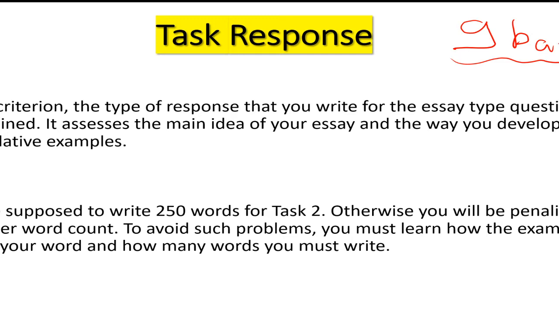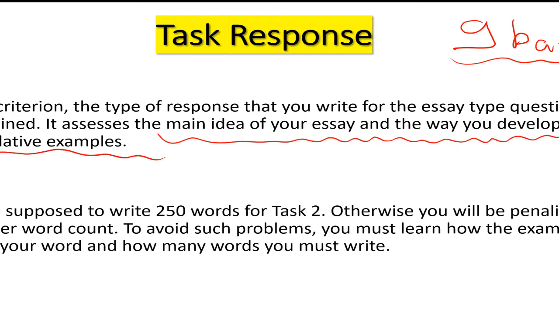सो लाइक यू आर सपोज्ड टू राइट 250 वर्ड्स फॉर राइटिंग टास्क 2. तो टास्क रिस्पॉन्स का सबसे पहला जो काम है वो असेस करता है आपके मेन आइडिया ऑफ द एसे एंड द वे यू डेवलप इट विद द रिलेवेंट एग्जांपल. सेकेंडली आपको 250 वर्ड्स लिखने हैं राइटिंग टास्क 2 के लिए, अदरवाइज यू विल बी पेनलाइज्ड फॉर अंडर वर्ड काउंट, राइट? अगर आप 250 से कम की लेंथ के अंदर जाते हो तो वहां पे आपको पेनल्टी पड़ता है, स्कोर जो है वो उतना बेटर नहीं आएगा. ऑफ कोर्स मिनिमम रिक्वायरमेंट हमने मीट नहीं की अगर, तो स्कोर हम अच्छा एक्सपेक्ट नहीं कर सकते.